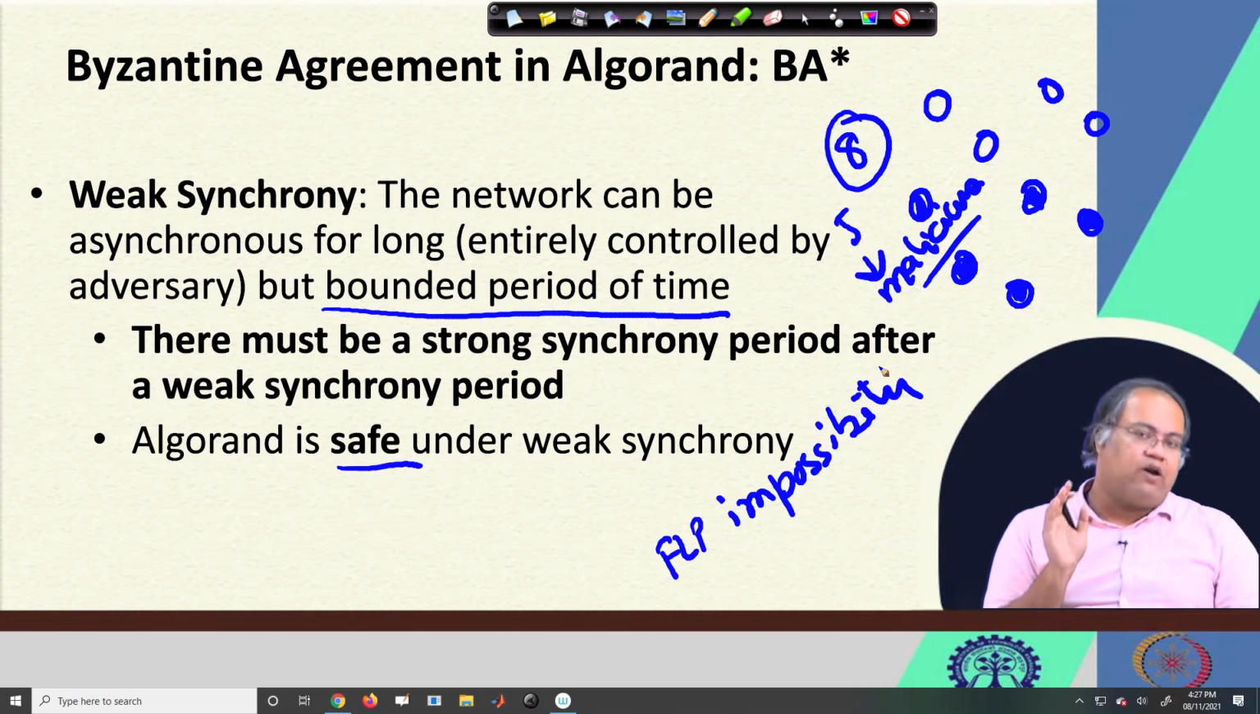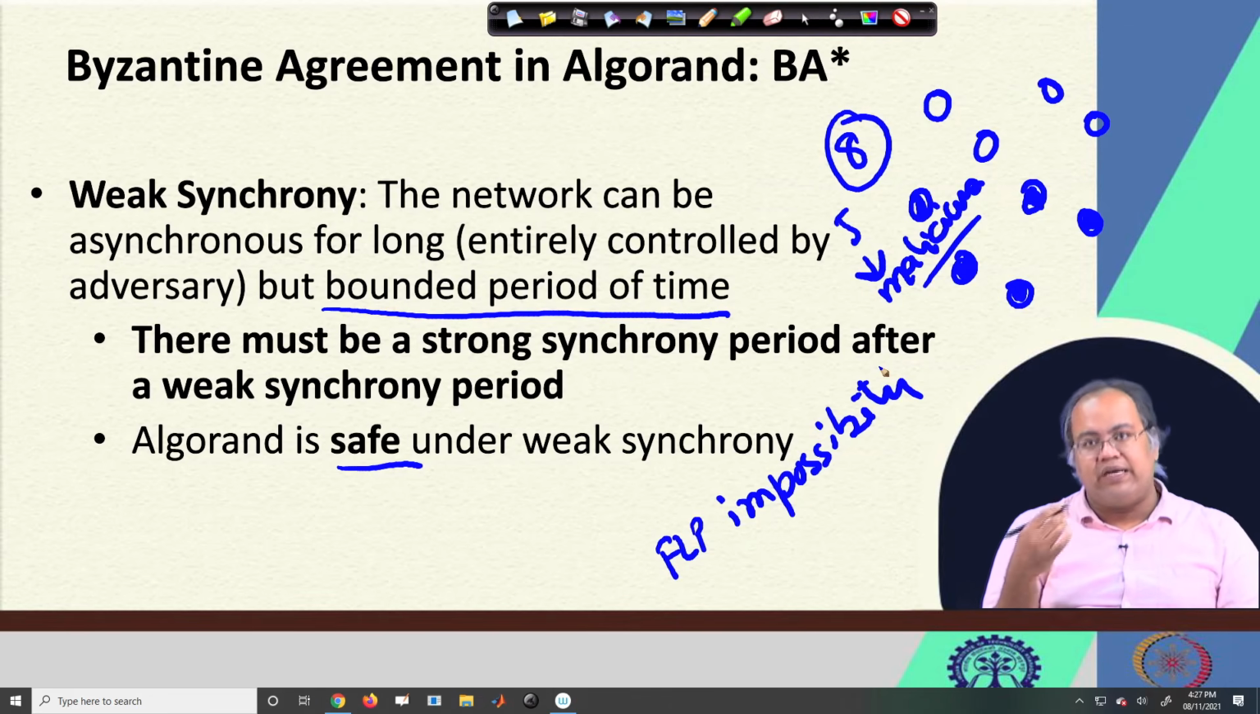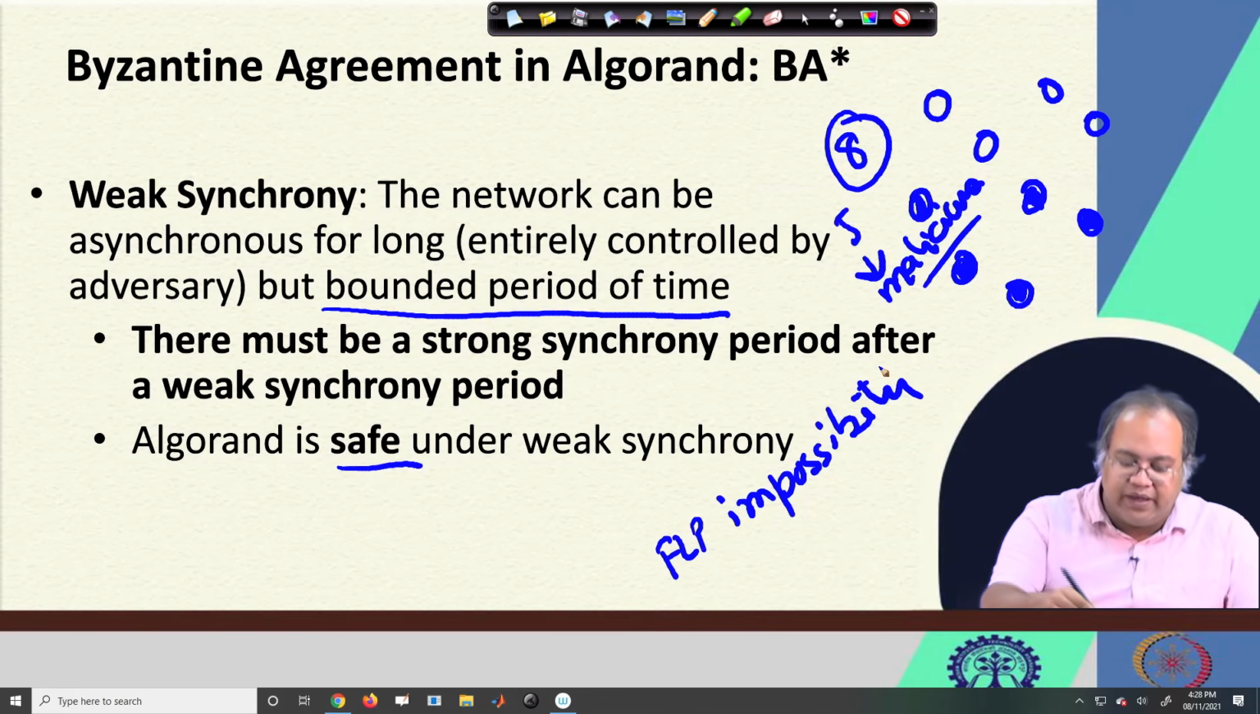That is obviously a practical assumption, that whenever certain attacks are raised on a network, those attacks have a bounded period of time, and you cannot continue an attack beyond that. So within that specific time period, the attacker might have taken control over the network, but after some time it has to be released, and a strong synchronous period is going to come, and Algorand can continue with the next round of execution in that phase.